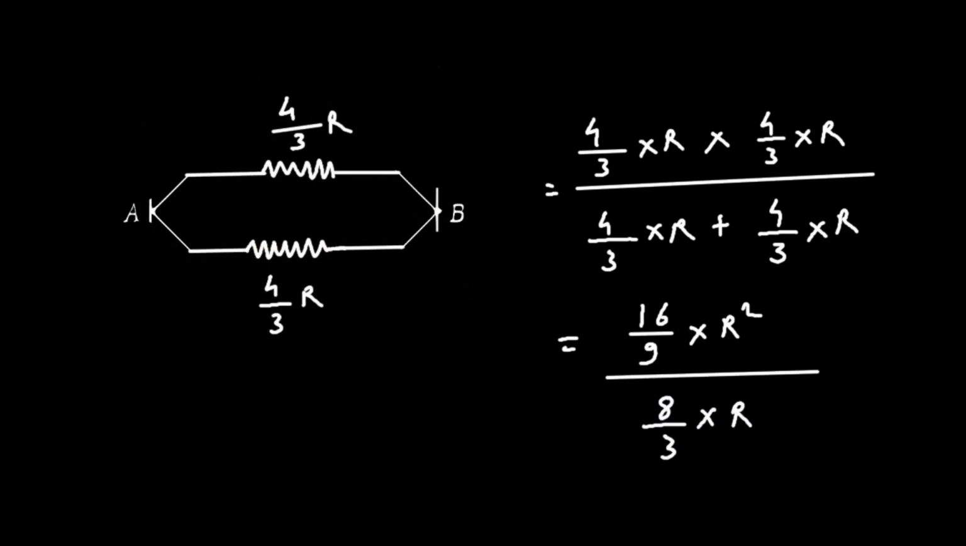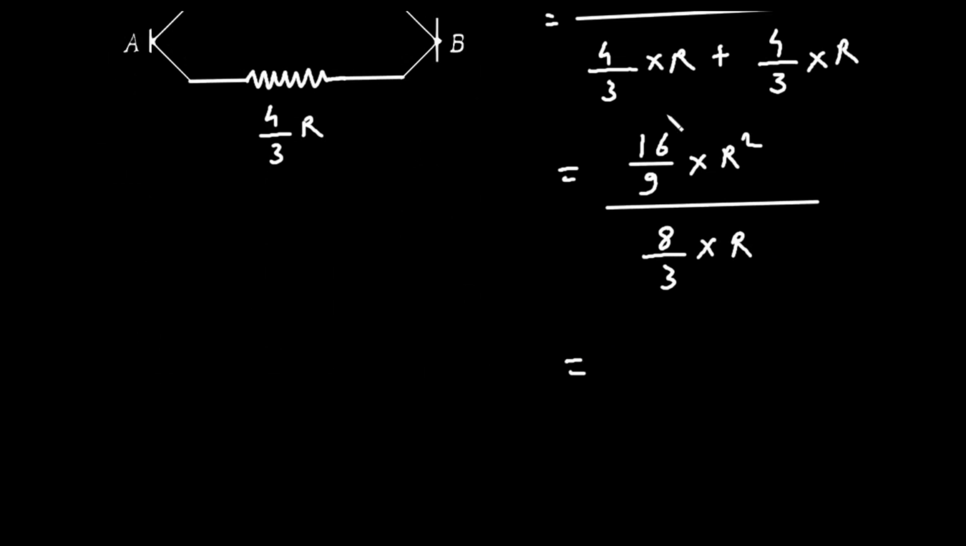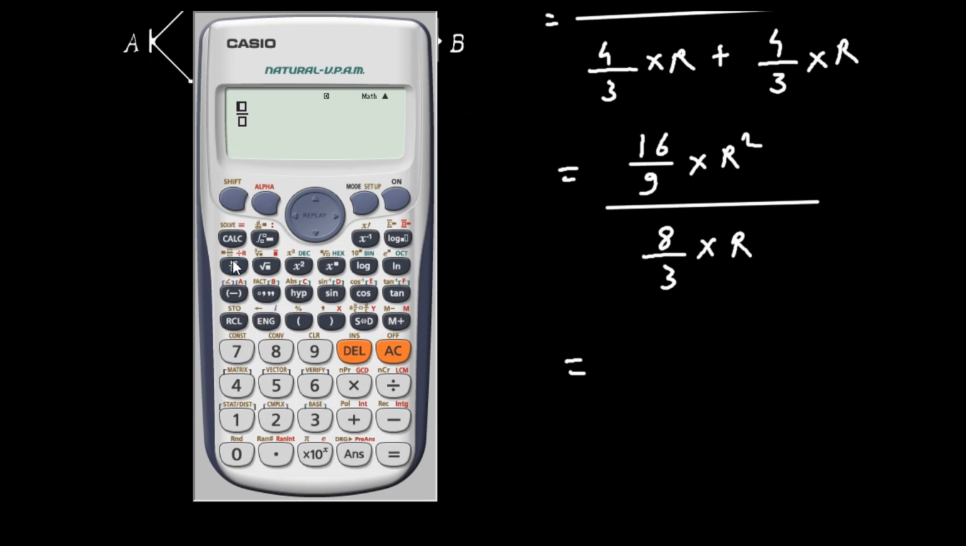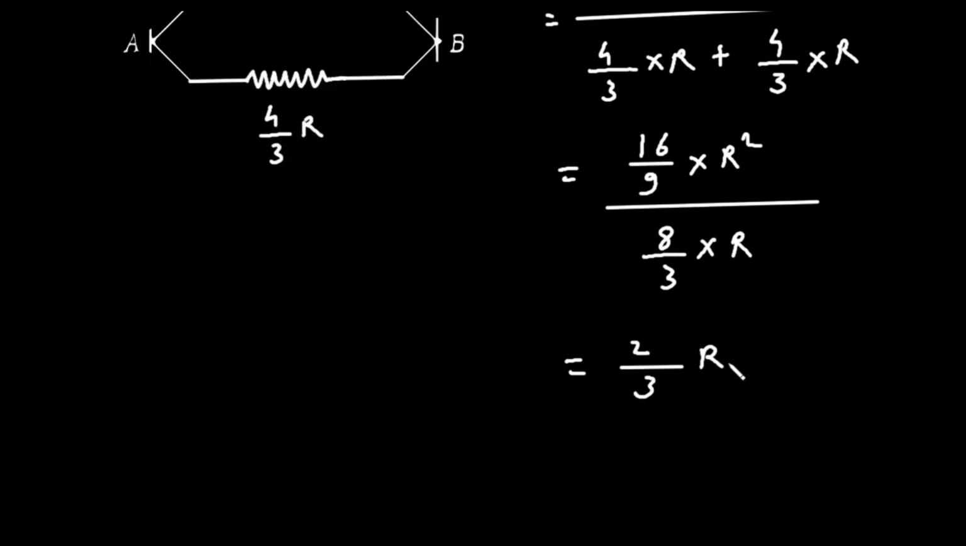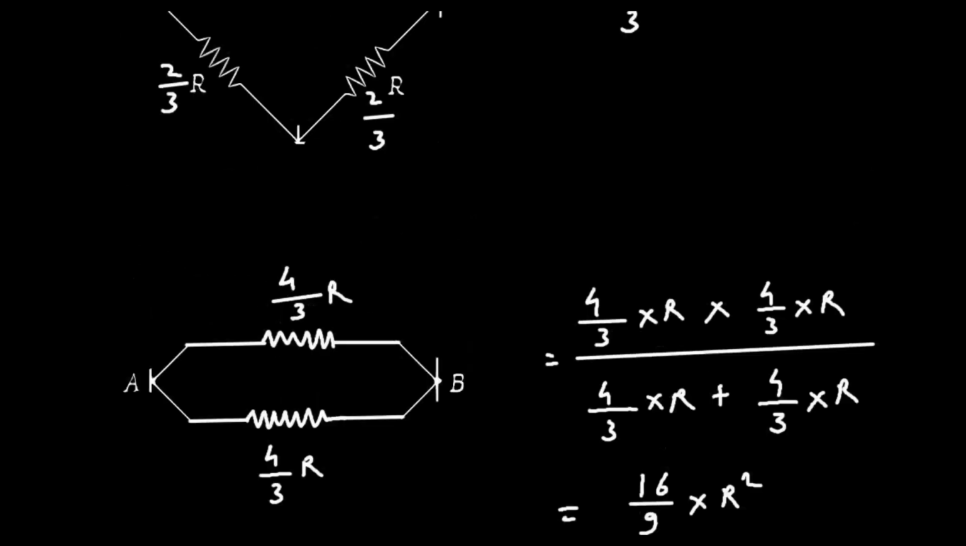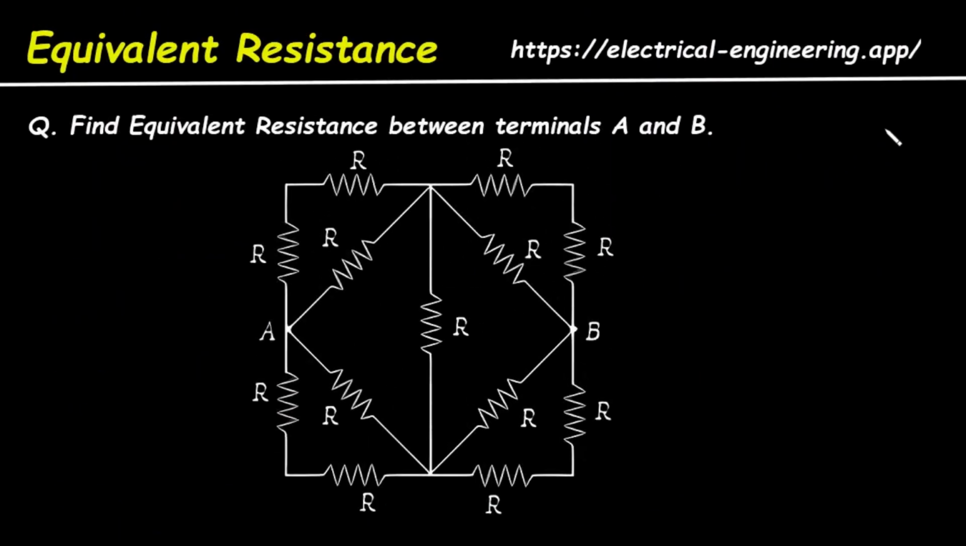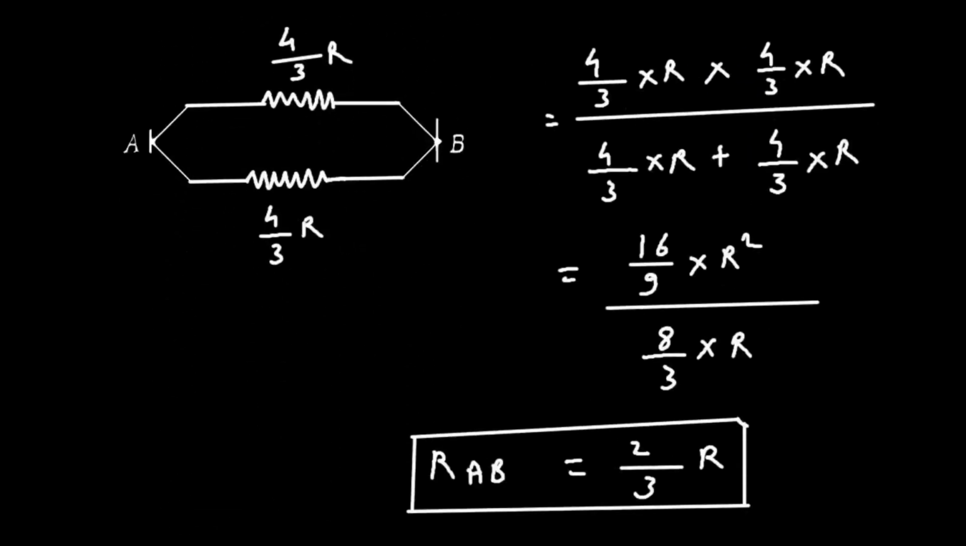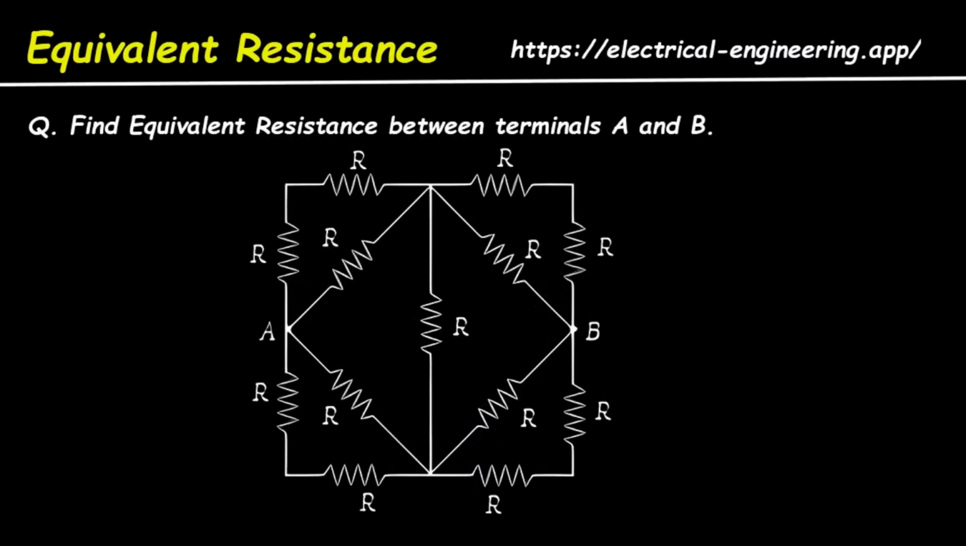Now this R and this square will get cancelled. So what's remain? 16 divided by 9 divided by 8 divided by 3. So it is simply 2 by 3 into R. So this is our final answer for RAB. This will be the resistance between terminal A and B for this question. And this is how we can solve the equivalent resistance problem.